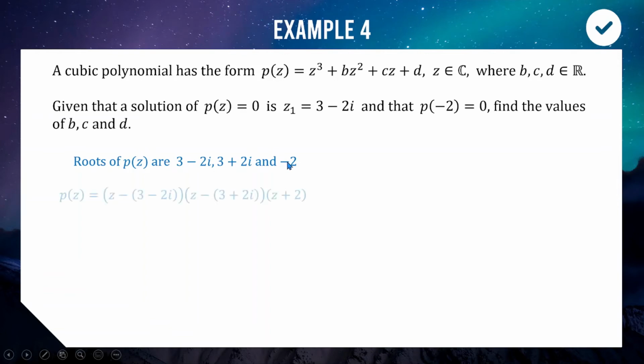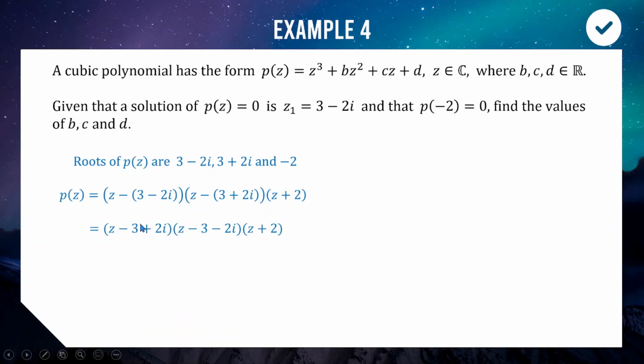It means we can write our polynomial in factored form, and all we've got to do is expand this out, and we're going to have our polynomial, and we can figure out what b, c, and d are. So let's do that. Let's expand out our interior brackets again. So we have z minus 3 plus 2i, and then z minus 3 minus 2i. Z plus 2 just chilling on the end.